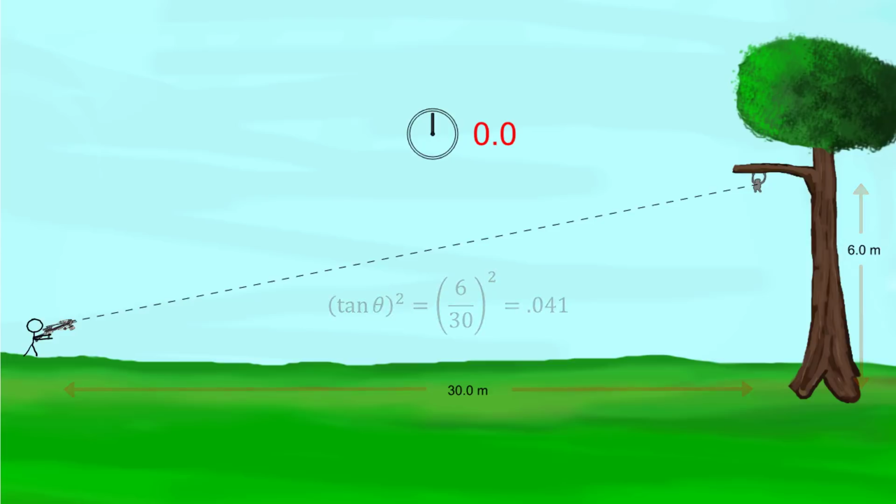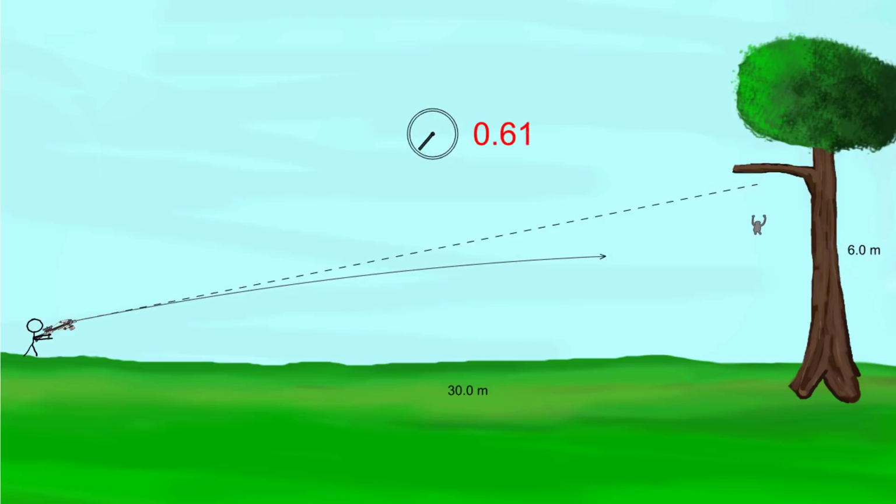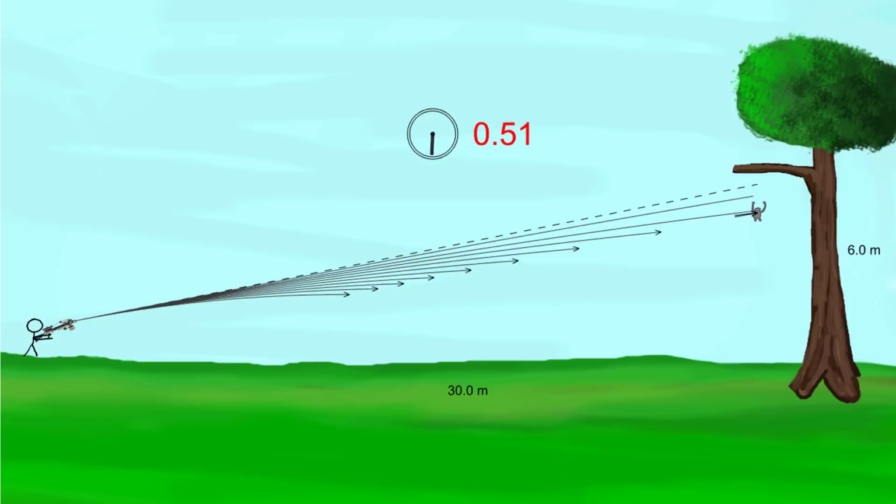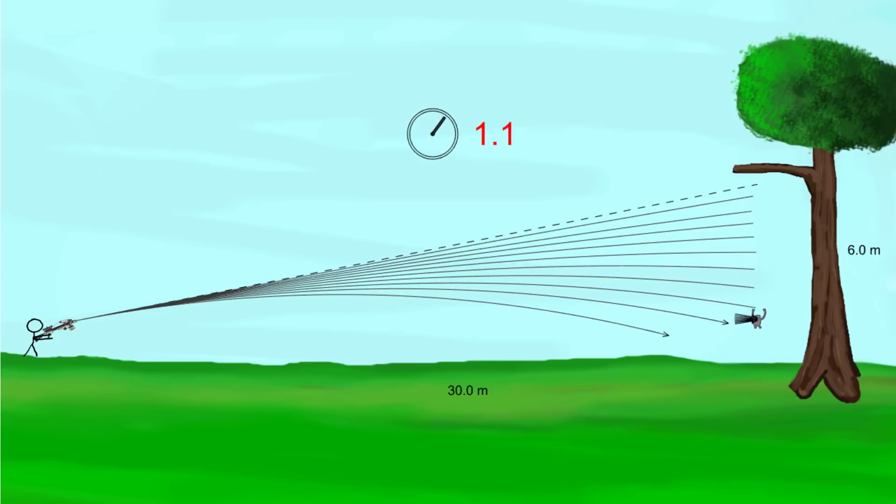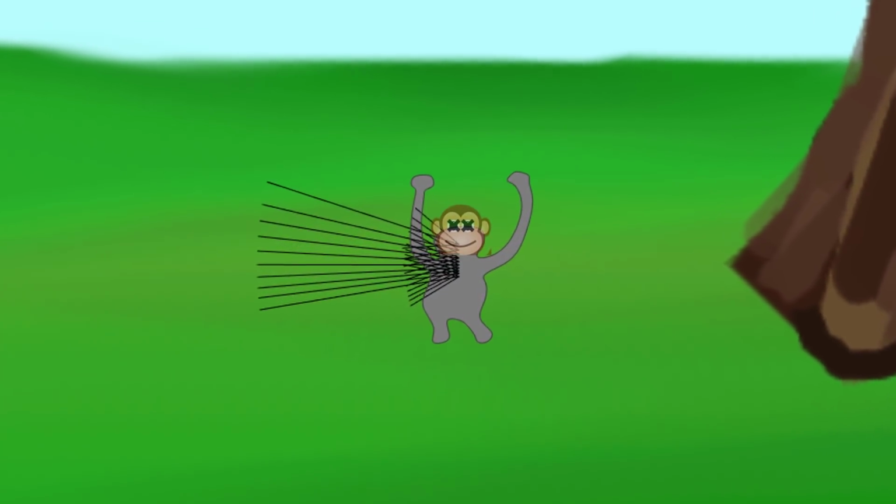So now let's go ahead and fire the first shot. Ooh, right in the face. Okay, well, that's not good. The monkey still died. It's almost as if the drag did not have any effect whatsoever. Even if we shoot a bunch of different arrows at different speeds, we see that the monkey still dies every single time.